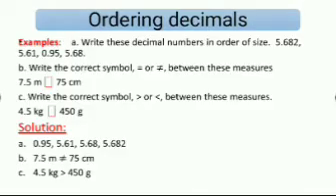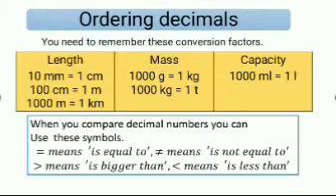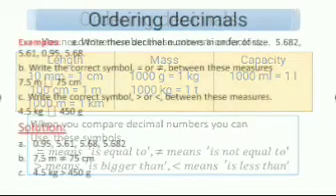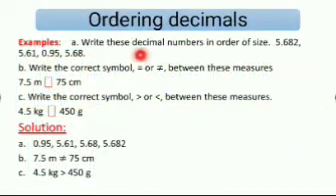So let's see some examples. Write these decimal numbers in order of size: 5.682, 5.61, 0.95, then 5.68. In order to order the following numbers, the first thing for us to do, don't forget, is to compare the whole number part. The whole number part here is 5, here is also 5, here is 0, and here is 5. So 0 is less than 5.